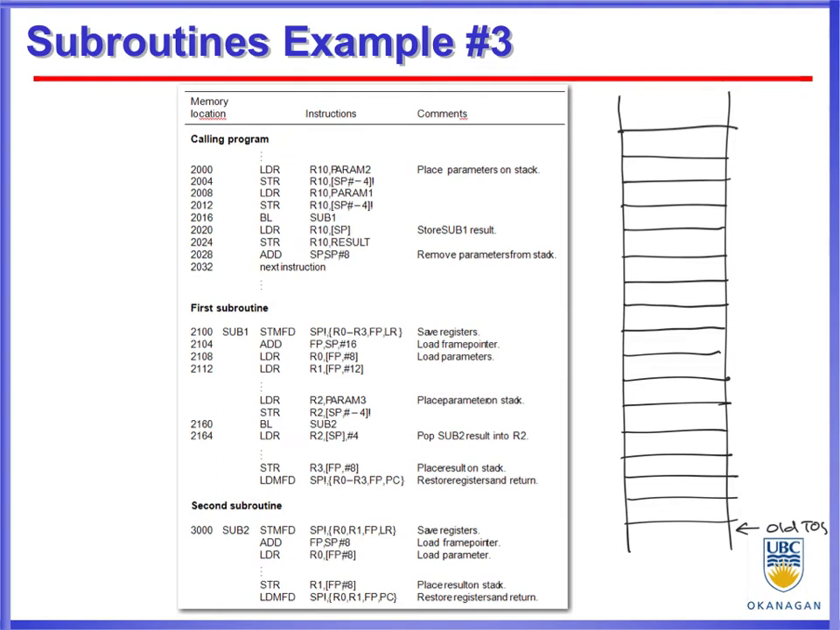ticking along here. First is load register R10 with what is at param2. Param2 is an address in memory somewhere. So it contains some number, parameter 2. We're going to put it into R10. And then we're going to store R10 at stack pointer -4. So stack pointer -4 is the address of this memory location.